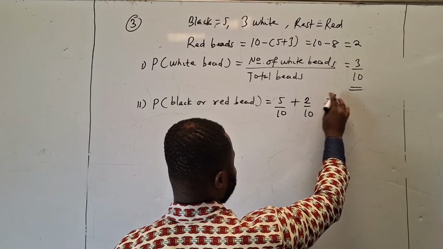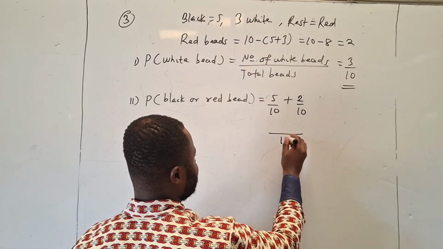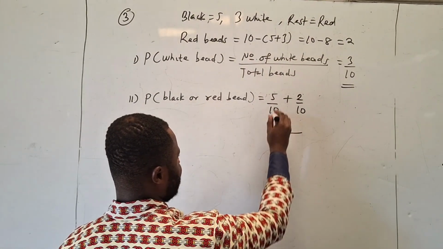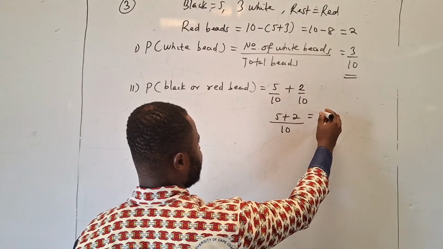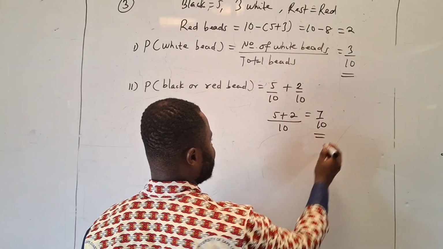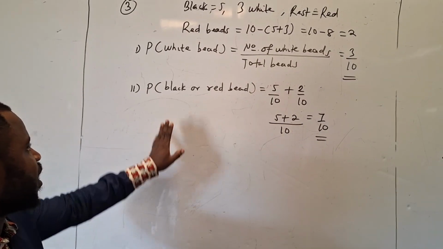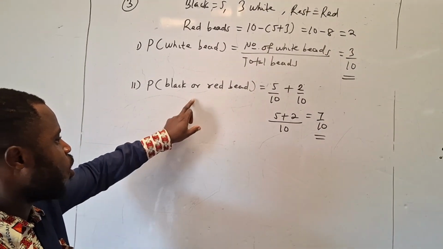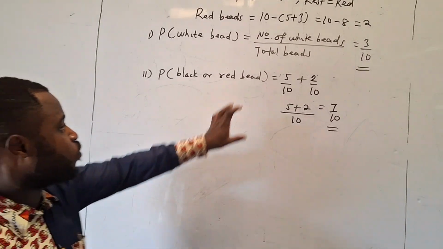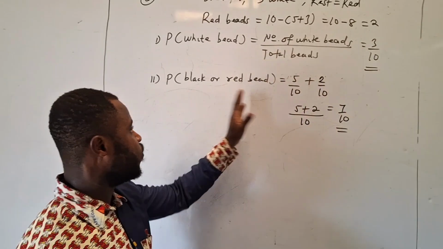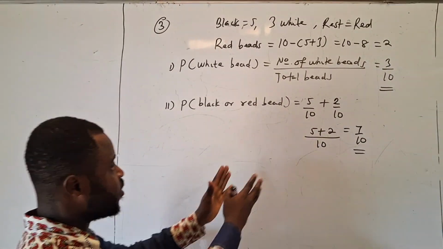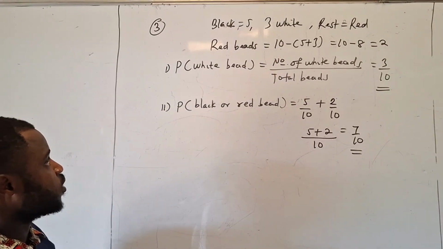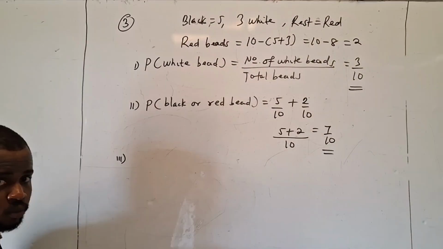So we add. The LCM will be 10. 10 will divide here, 1 times 5 is 5. 10 will divide here, 1, 2. So we get 7 on 10. So the probability of obtaining a black or red bead. Or, we add. So you have to know the probability of each of the events given, then you add them. We can't simplify this. So that is how this question is solved.